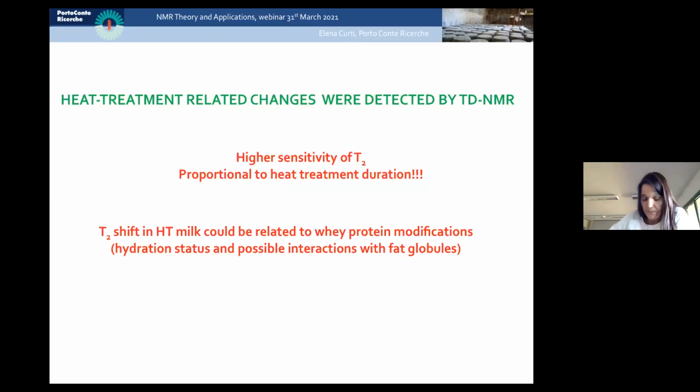From previous works that were published on how whey protein modifications are related to the heat treatment, we hypothesized that this T2 shift could in fact be related to some changes occurring in whey proteins, and also to possible interactions of whey proteins with fat globules in milk.